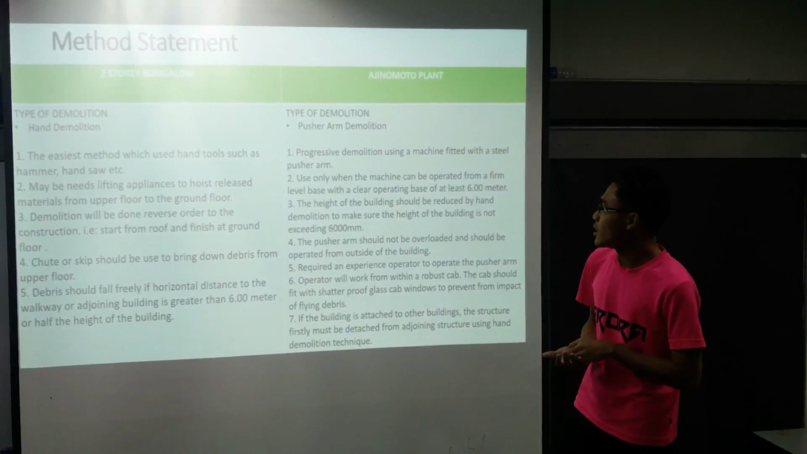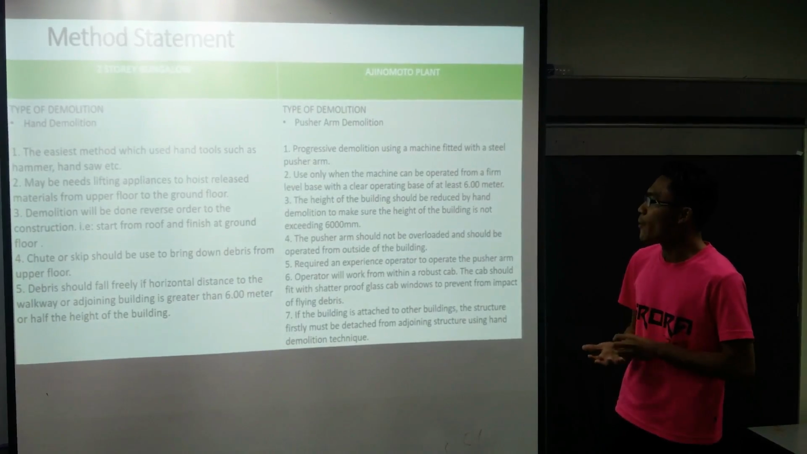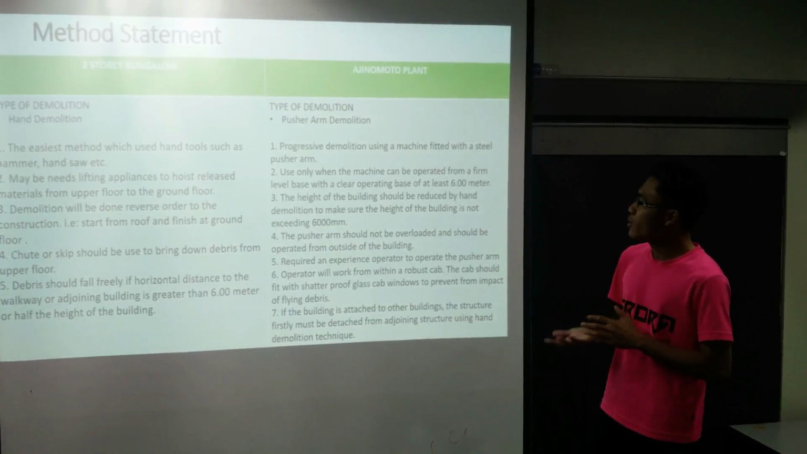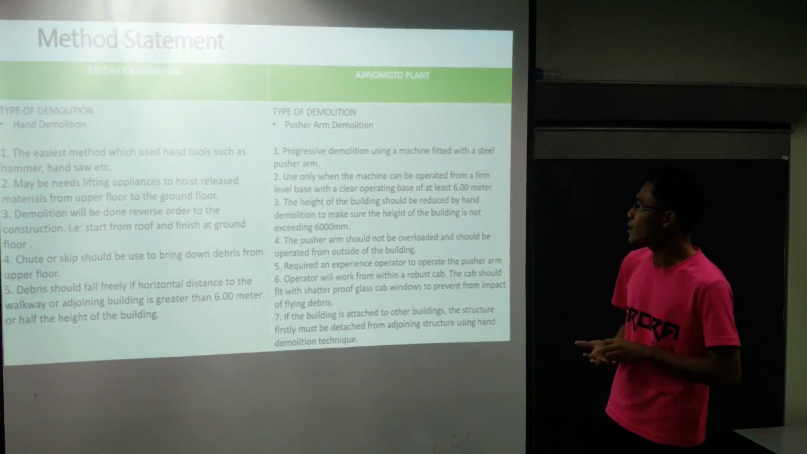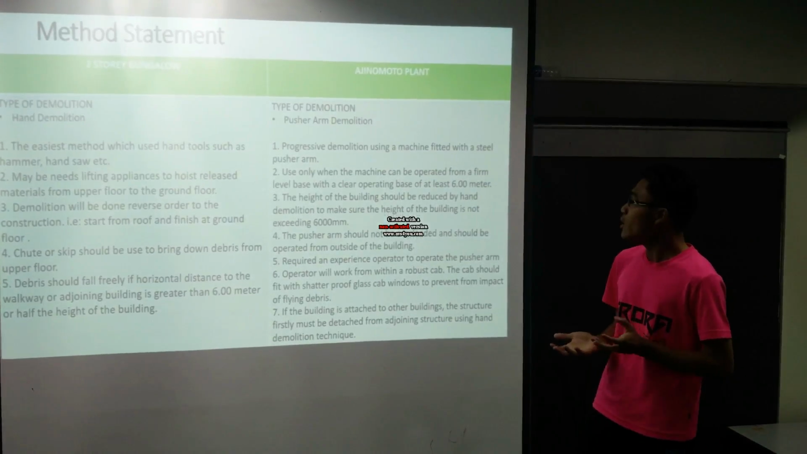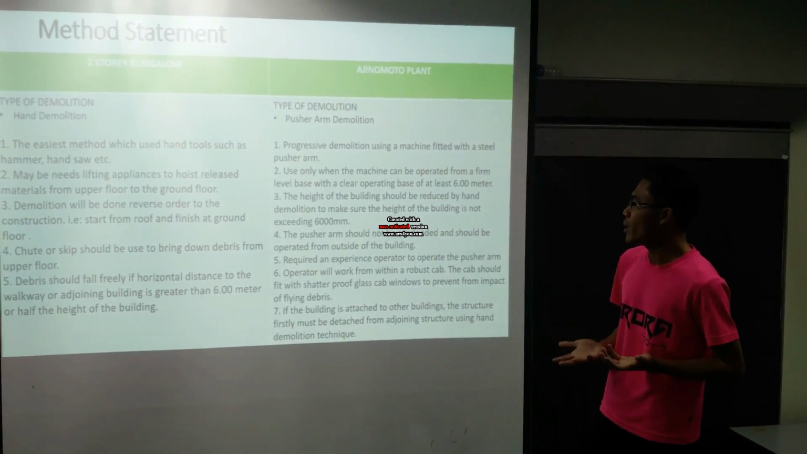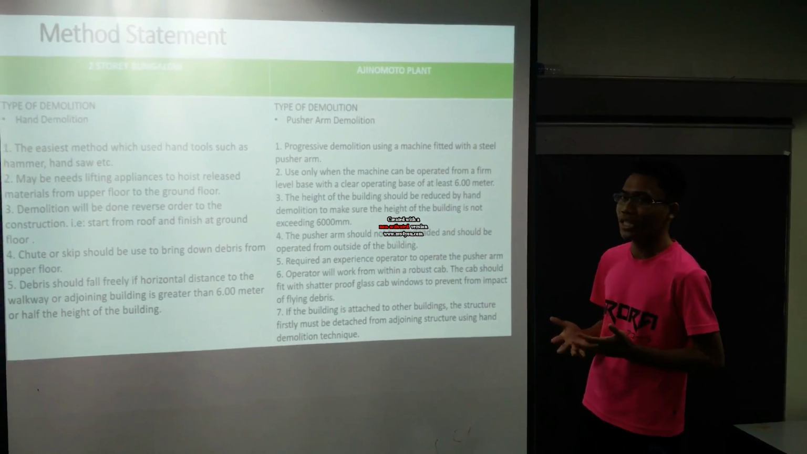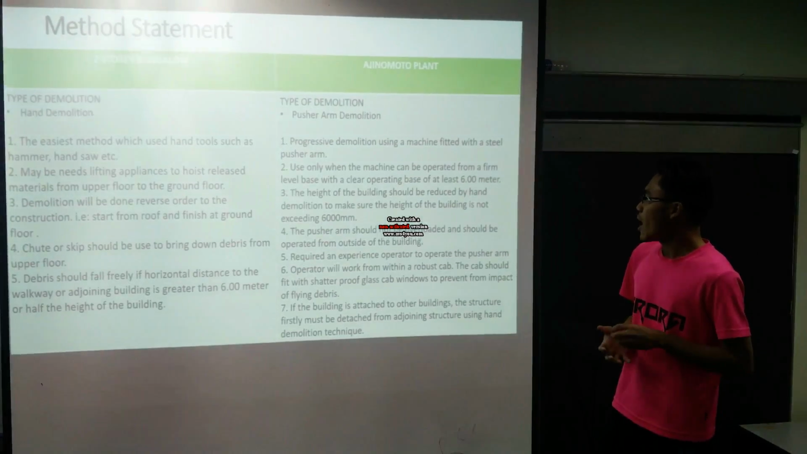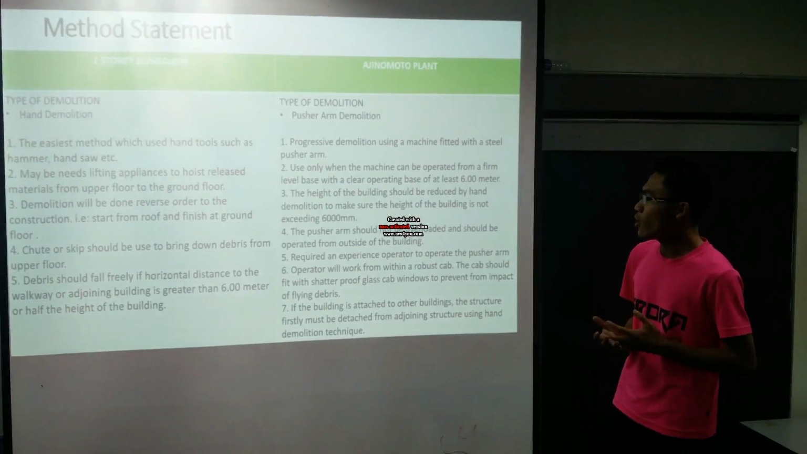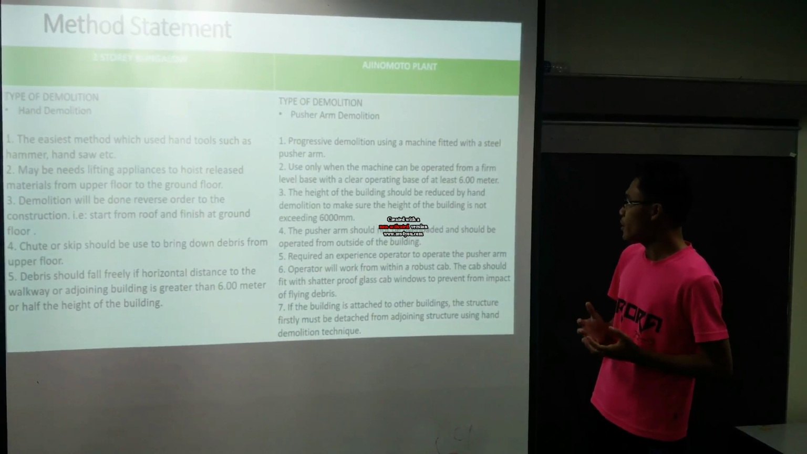It is progressive demolition using a machine fitted with a steel pusher arm, used only when the machine can be operated from a firm level base with a clear operating base of at least 6 meters, and the height of the building should be reduced by hand demolition to make sure that the height of the building does not exceed 6 meters. The pusher arm should not be overloaded and should be operated from outside of the building, and an experienced operator is required to operate the pusher arm.